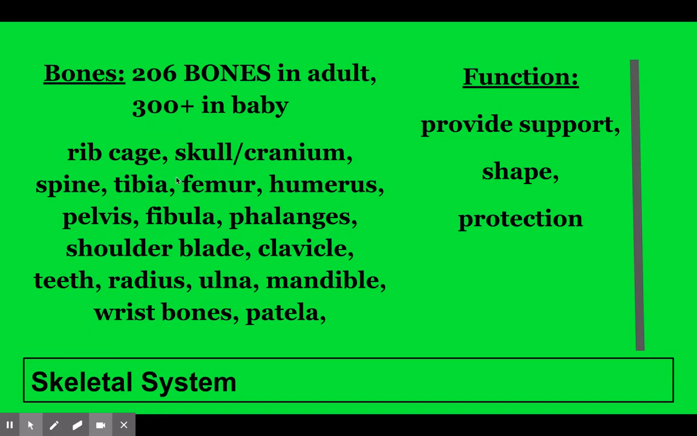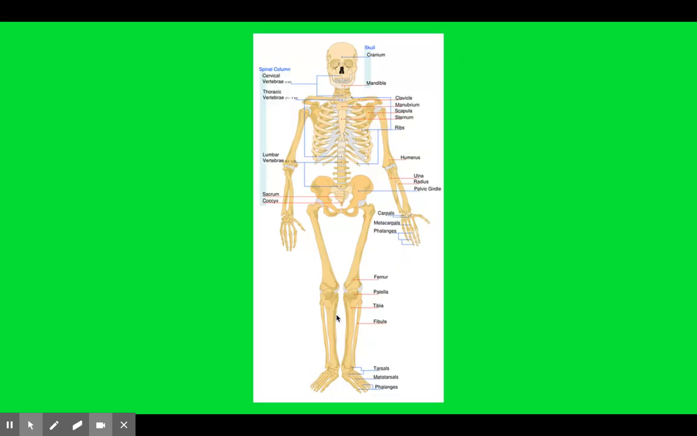Here are just a few of the 206 bones in the body: rib cage, skull, otherwise known as the cranium, the spine, the tibia, the femur, humerus, pelvis, fibula, phalanges, shoulder blade, clavicle, teeth, radius, ulna, mandible, wrist bones, patella, and the list goes on. Here's a diagram of the skeletal system.